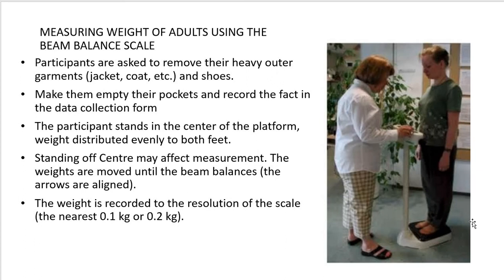Then the weight is recorded to the resolution of the scale, that is the nearest 0.1 kg or 0.2 kg. Like this with the beam balance, we also get electronic balances. In those, the first 3 steps we can follow, and if we just stand on it, it will show the reading. We can take that type of reading also. That is how the weight is measured in adults.